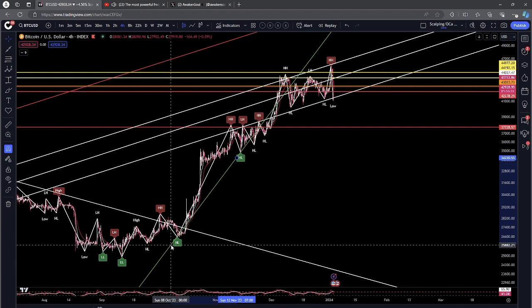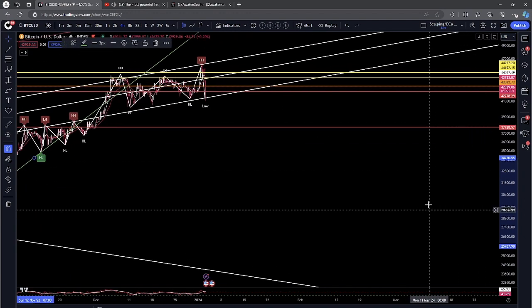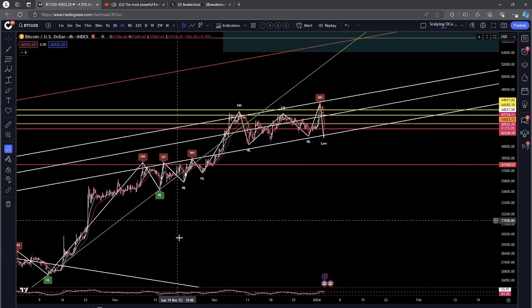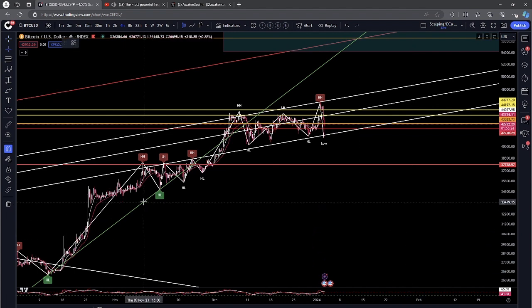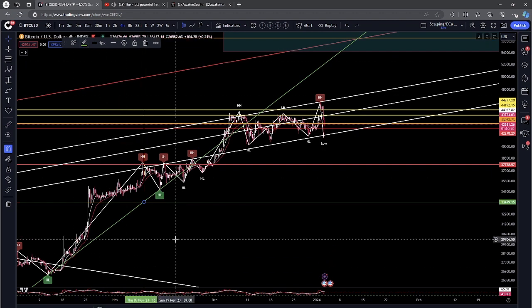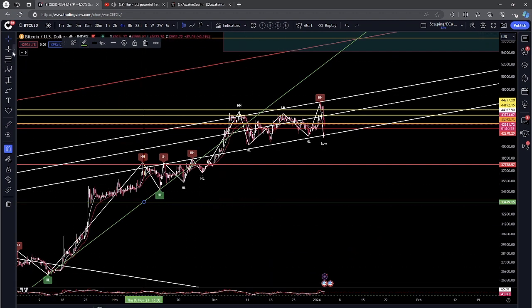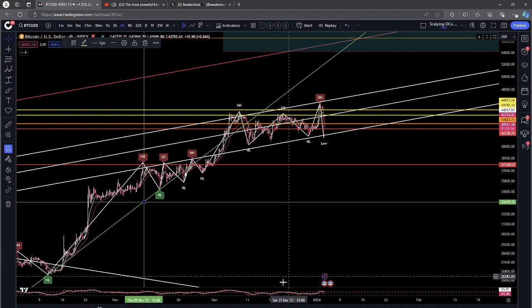Is it irrelevant right now? Yes, it is. But I want to mark it because it's telling me a story. It's telling me a possible target back to here, a possible 4-hour target that has not been hit at this 33 level.